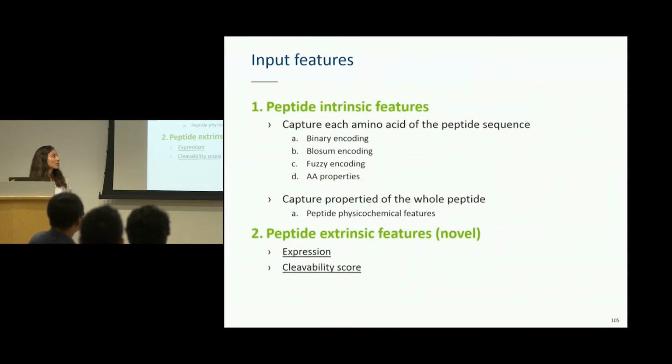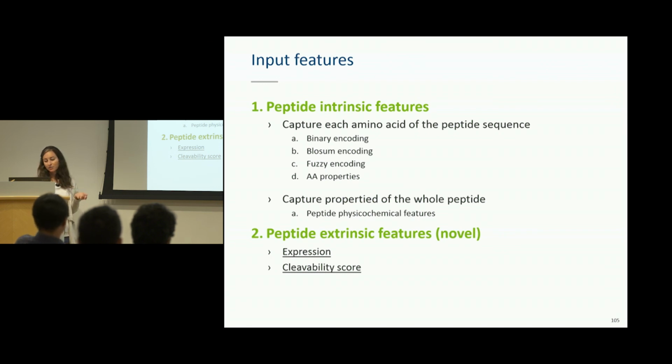So what are the input features? We think of them as in two main categories. Peptide intrinsic features are features that you can compute just given a peptide sequence. For example, here we have input features that capture the amino acid sequence, and we introduced 3 different sequence encodings. I'm going to show examples of these in a minute. And then we also capture properties of the whole peptide. For example, how long is the backbone of the peptide? What is the overall hydrophobicity of the peptide? Overall, there are 8 features like that.